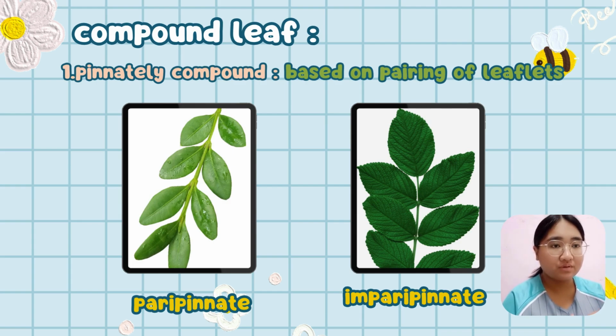The second picture is imparipinnate, also called odd pinnate, where the leaflets are odd, paired with a single terminal leaflet at the end, so it ends with one leaflet at the tip. For example, rose and neem.